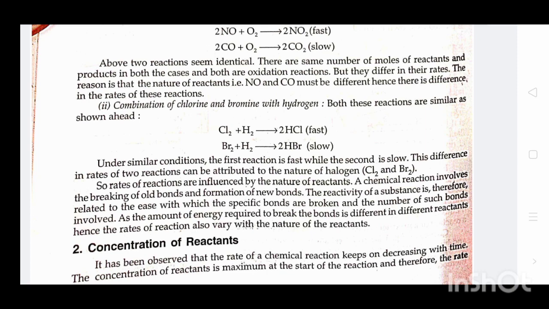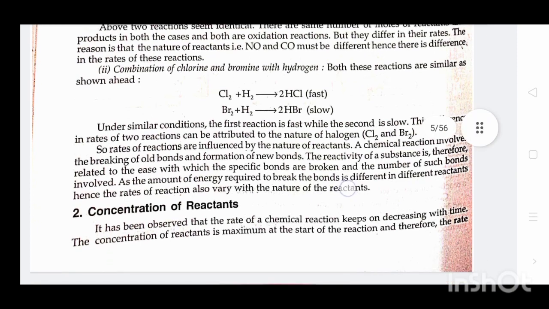A chemical reaction involves the breaking of old bonds and the formation of new bonds. The reactivity of a substance is therefore related to the ease with which the specific bonds are broken, and the number of such bonds involved, as the amount of energy required to break the bonds is different in different reactants. Hence, the rate of reaction also varies with the nature of reactants.